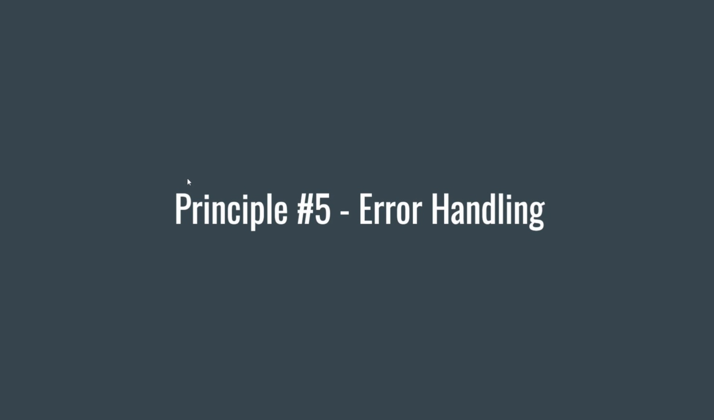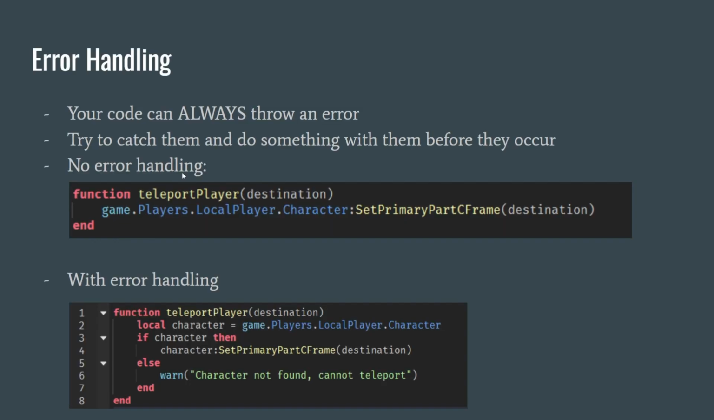Principle number 5, error handling. Your code can always throw an error. What you want to do is try to catch that error and do something with it before it occurs. Here's an example of no error handling. You have a function called teleport player to a destination, and you're using this set primary part C-frame. Yes, this is deprecated, but for now it's okay. And you're just setting the C-frame of the character.